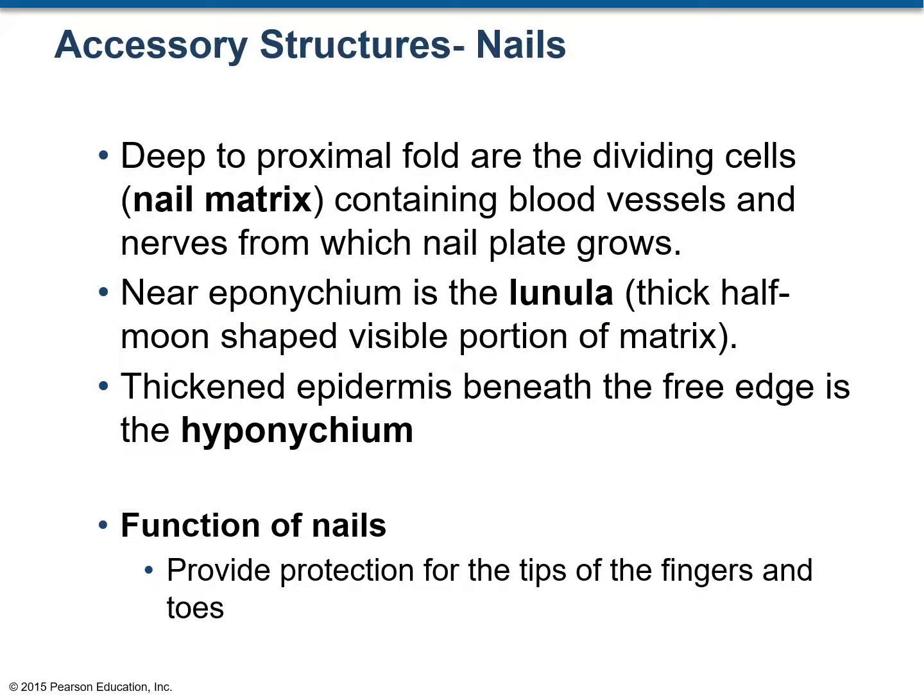If you could see deep to the proximal skin fold of the nail, you would be able to see the living part of the nail which consists of dividing cells. This is known as the nail matrix, and the nail matrix consists of blood vessels and nerves. Near the eponychium, you could see a thick half-moon shaped structure which is the visible portion of the matrix. This is known as the lunula, and the lunula is most clearly visible on the thumbnail. There is also some thick epidermis beneath the free edge of the nail that is known as the hyponychium.